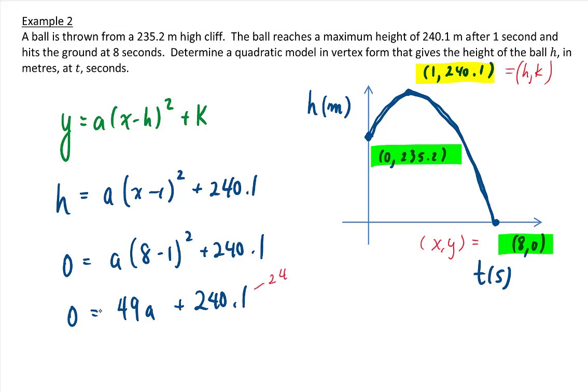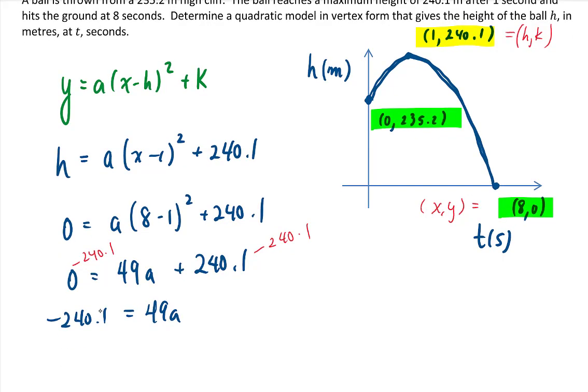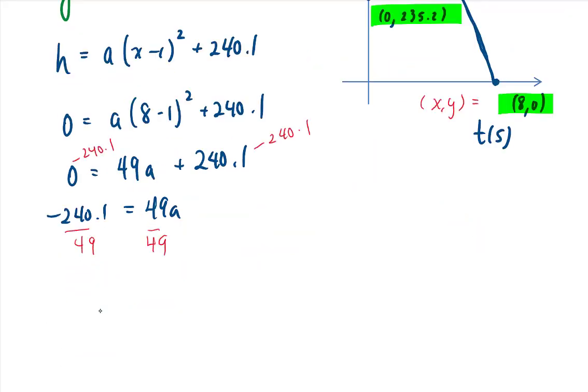We are going to subtract 240.1 from both sides. That'll give us negative 240.1 equals 49a. And the last step is to divide both sides by 49. We see that a is going to equal negative 4.9.